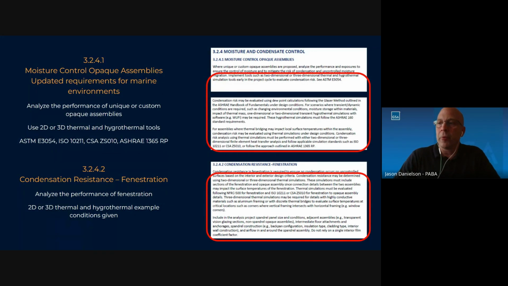And 3.2.4.2 condensation resistance with the fenestration, similar things. And this is the modified text that's in there. And again, analyzing the performance of the fenestration and talking about 2D or 3D thermal and hygrothermal example conditions.